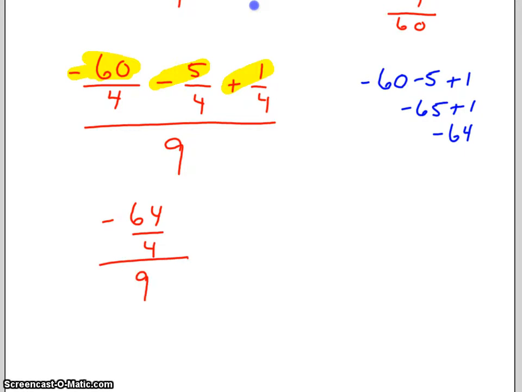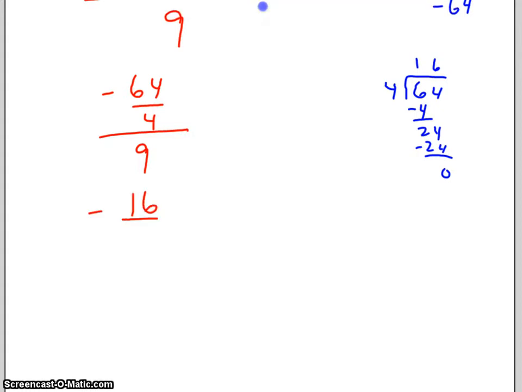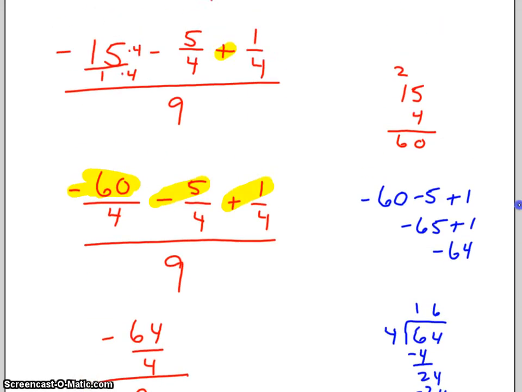Now 64 is divisible by 4. 4 goes into 6 once. 6 times 4 is 24. So 16. So now we have negative 16 over 9. Now that negative is with the numerator, but in our final answer, we should write the negative out front of the fraction, negative 16/9. So this all simplifies to negative 16/9.